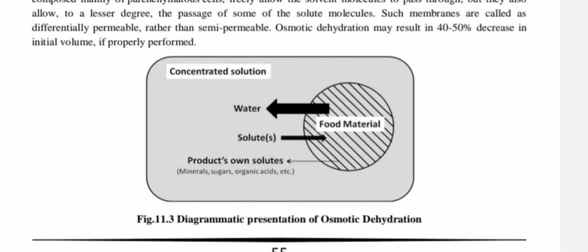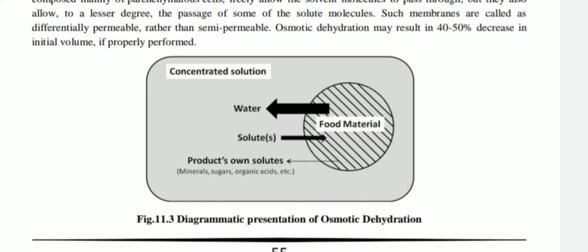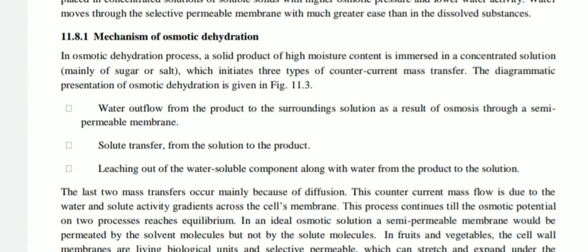Then solutes present in the salt solution or the sugar solution will start filling the space which is left vacated by the water that moved towards the solution. The solutes will go into the system. In this process, meanwhile, some of the product's own solutes which are dissolved in the water, that are minerals, sugars, organic acids, can move into the solution. So basically, the solute concentration will be higher, and it will bind all the available water, and the water will not be available for the chemical as well as the microbial activity. So you can note down the mechanism of osmotic dehydration.